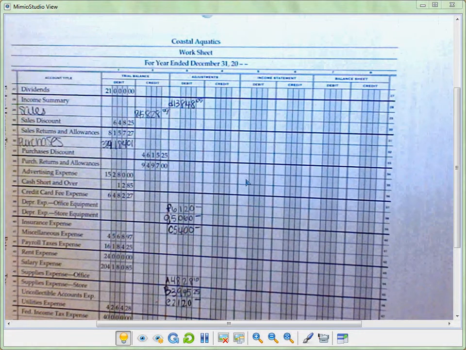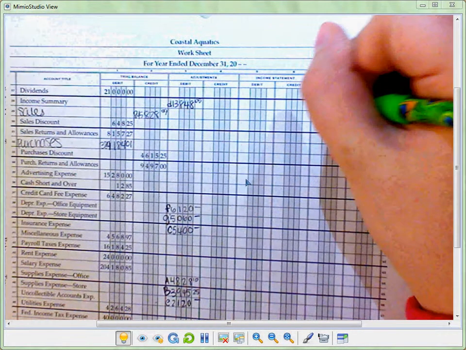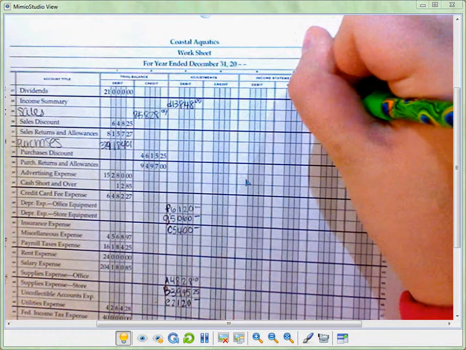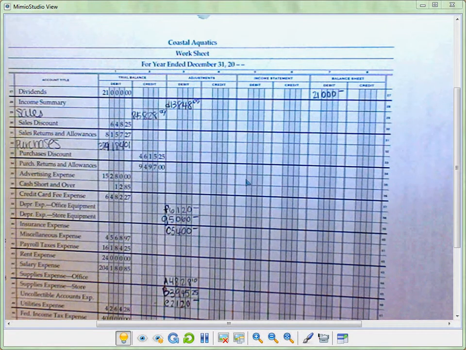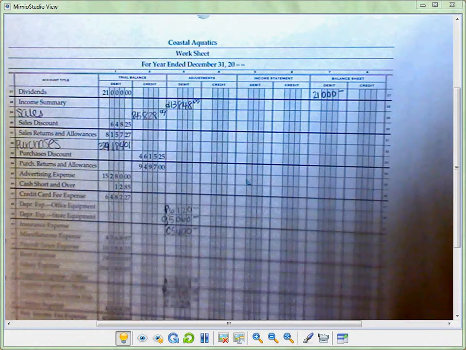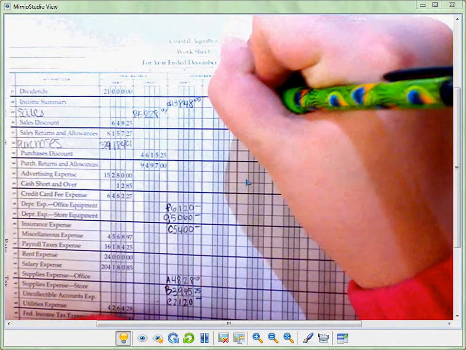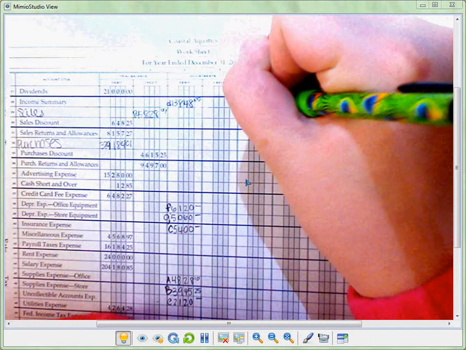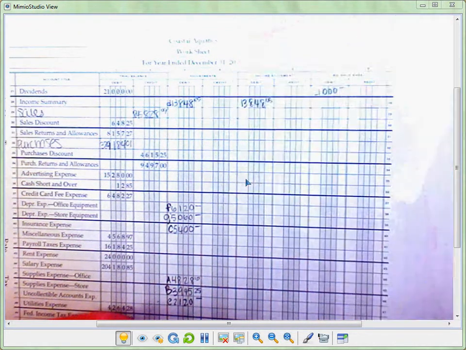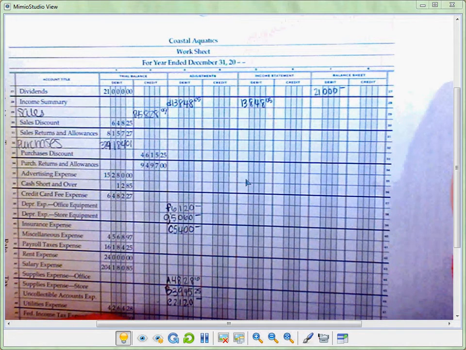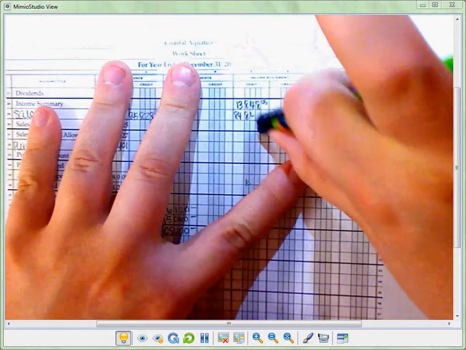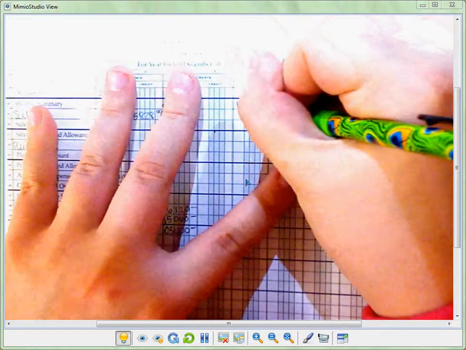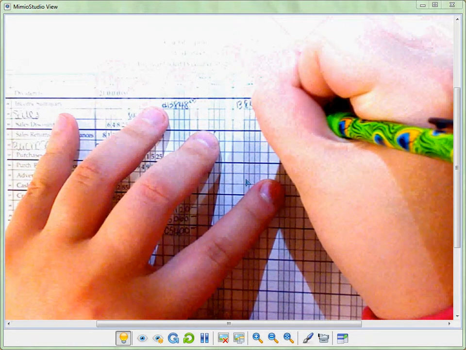Okay, dividends is still balance sheet, so it's going to be a debit of $21,000. Okay, income summary is the key to when things start going in the income statement. So the rest of these are income statement. So it's going to be a debit of $13,848.05. Next line is $845,000 in the credit. Sorry, credit. $845,828.09.